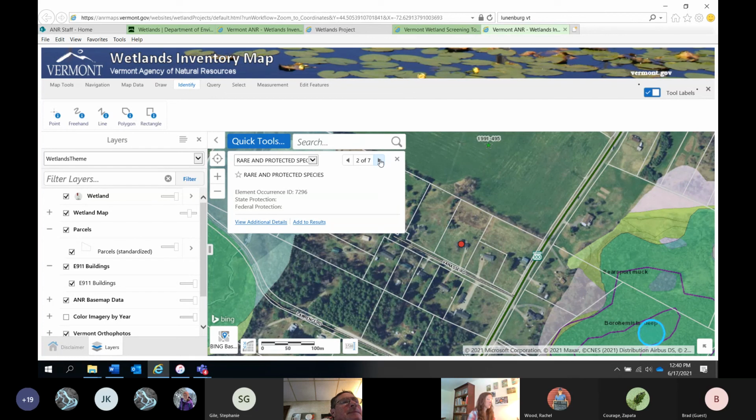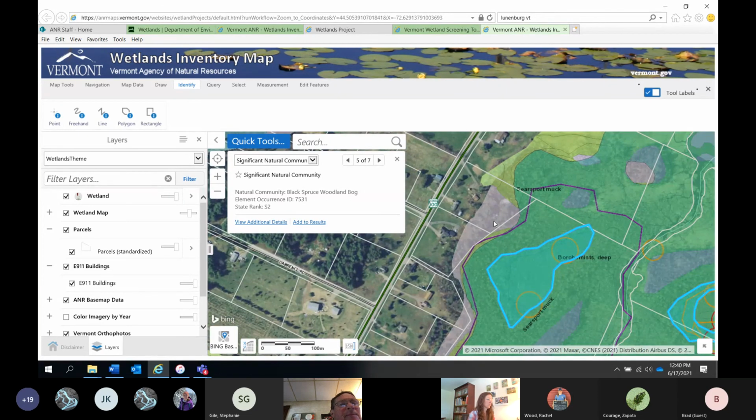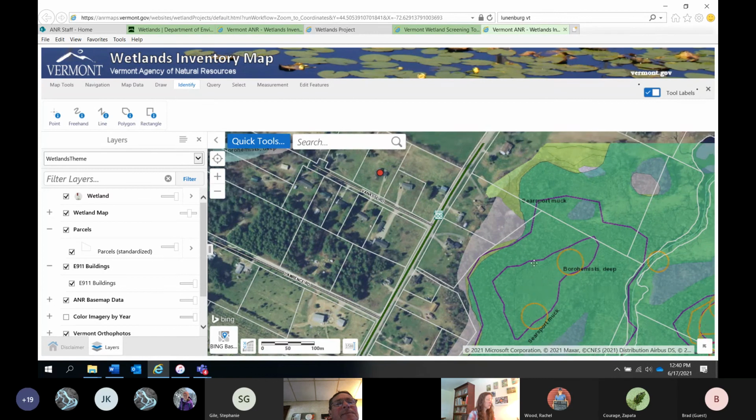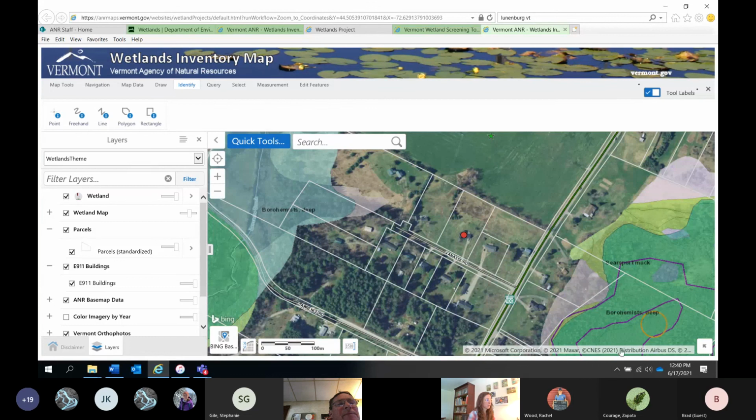There's a rare and protected species. That's the VSWI. That's the significant natural community. So this inner layer over here is the black spruce woodland bog. So, for this particular property, it may be that these things come up. There's no hydric soil. There's no actual mapping near here. This may be just fine, but we do want people to be aware.